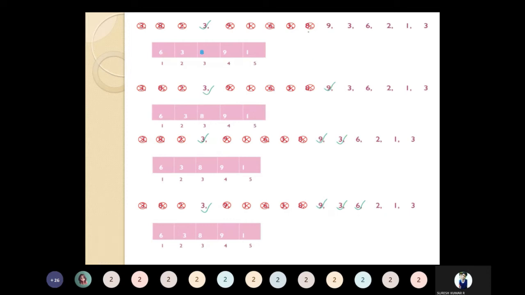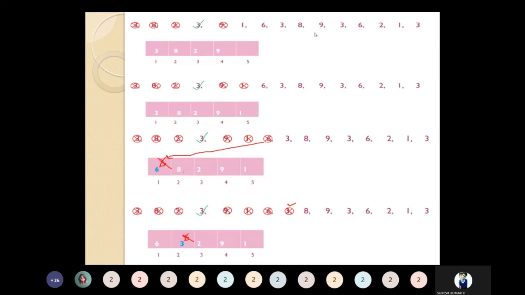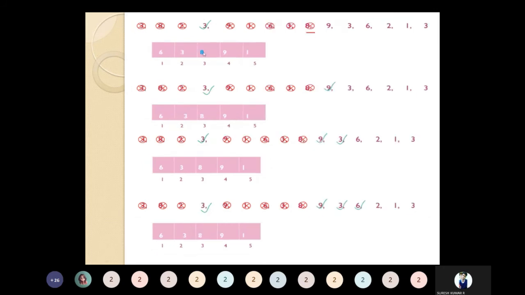The next page, 8, will come here. So what happened? 8 is placed in the place of 2. Here 2 was available initially, so this 2 is now replaced by the new page 8.